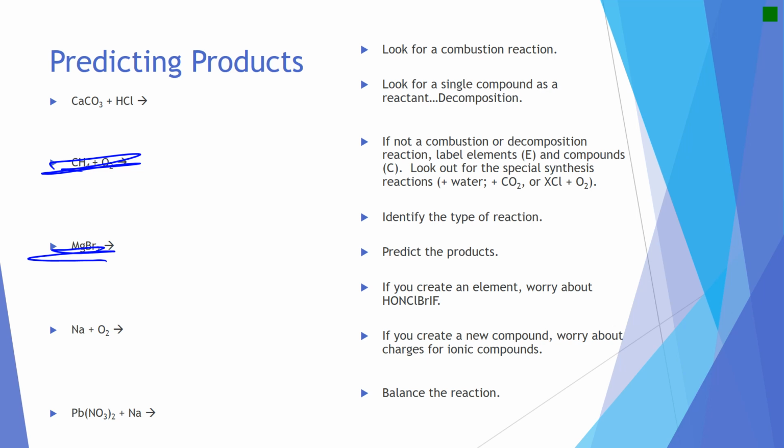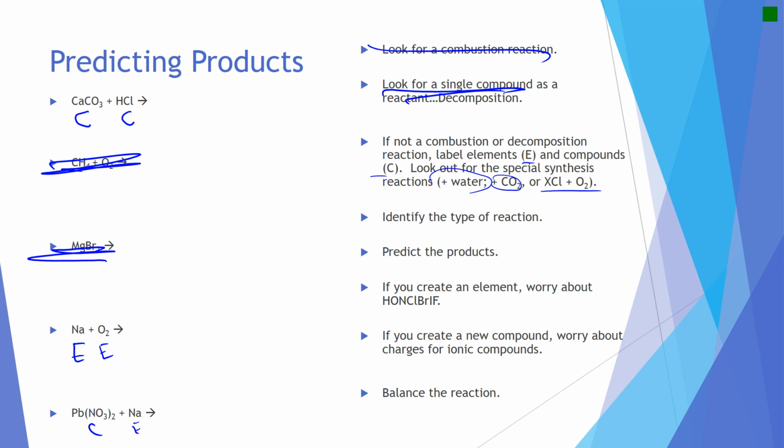So the next thing I'm going to be doing: I've already done all these. So now I'm going to label my elements and compounds, and I'm going to look for anything with plus water, carbon dioxide, or this weird chloride plus oxygen. All right, I don't see any of those carbon dioxides or waters, and I don't see any chlorides plus oxygen. So all I'm going to do is worry about my elements plus compounds. I've got a compound here, a compound here, an element here and an element here, and then I've got a compound plus an element.